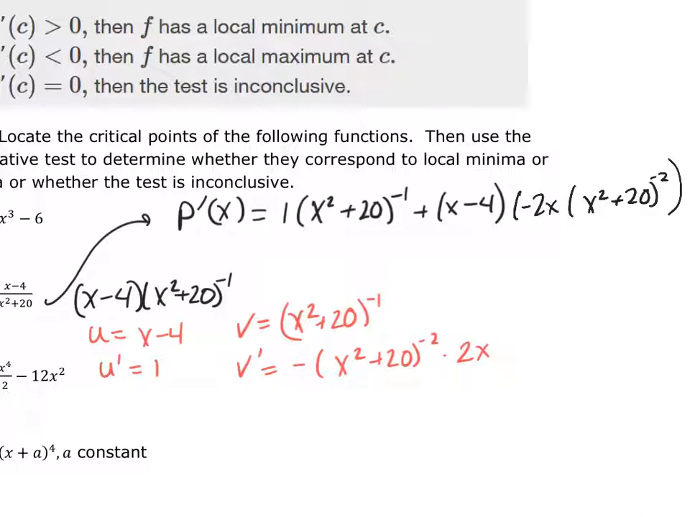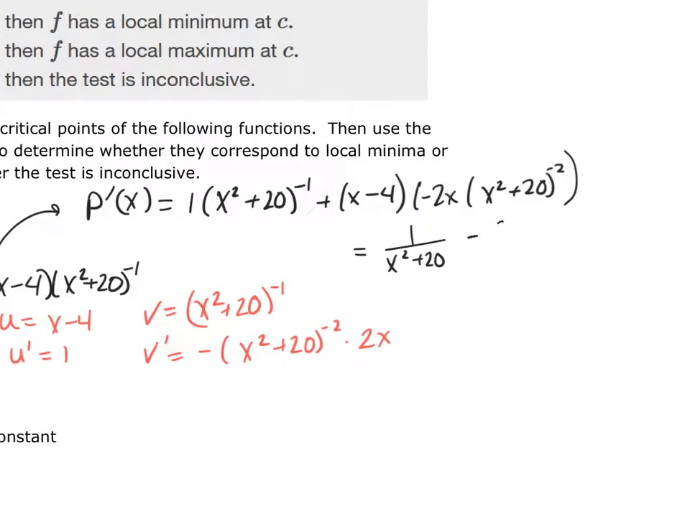So I'm just going to rewrite this so it makes it easier to see what I have. I'm going to rewrite this as 1 over x squared plus 20, and then minus 2x times x minus 4 over x squared plus 20 squared.